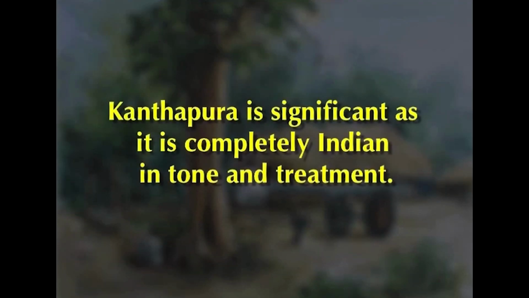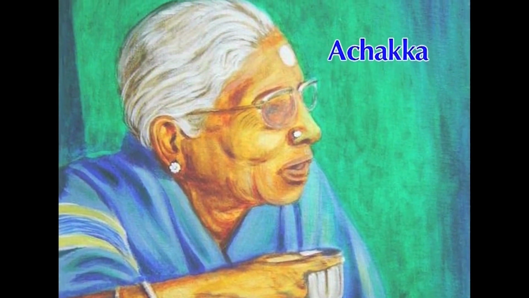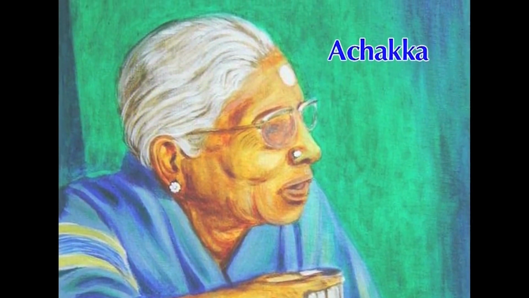The novel is significant as it is completely Indian in tone and treatment. The narrator, the old woman Achakka, is the typical Indian grandmother, digressing and judgmental. The text of Kanthapura does not just have words directly translated from the local language Kannada, but also literal translations of phrases and proverbs from the vernacular. The novel was thus instrumental in creating an Indian English language.